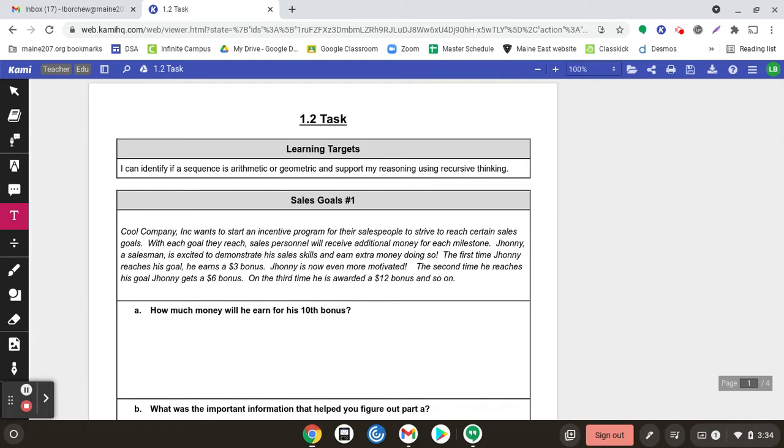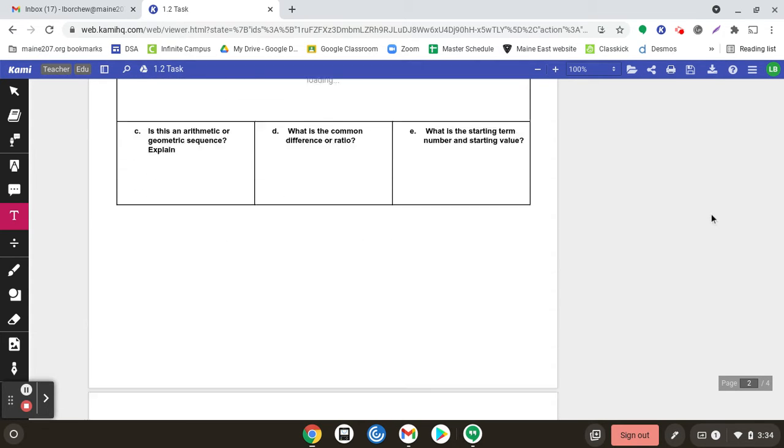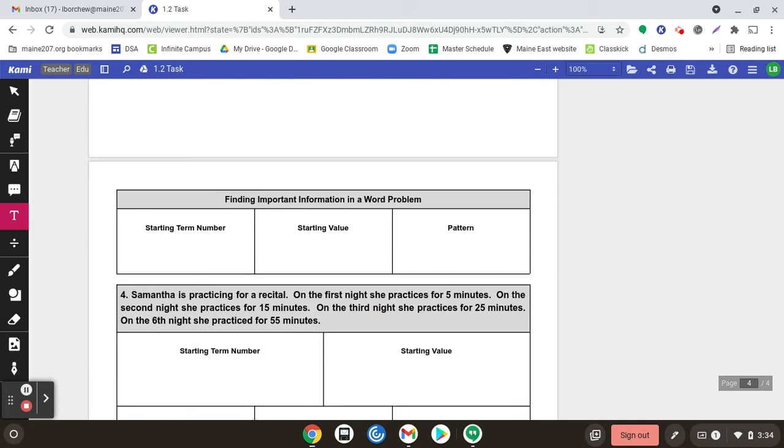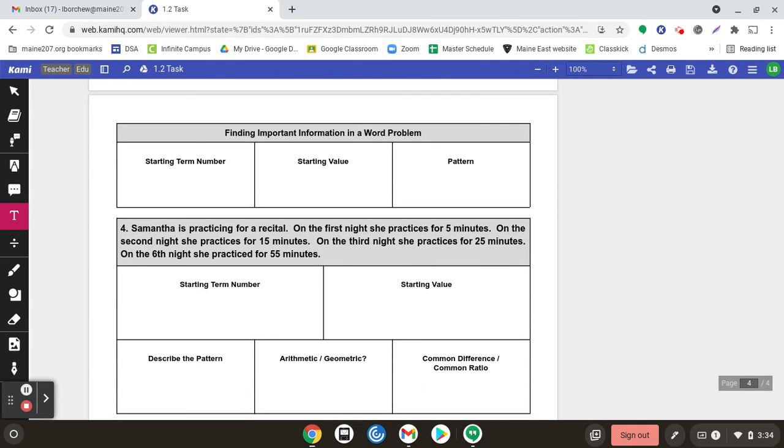Welcome to task 1.2. We are actually not going to do pages 9, 10, or 11. We are going to start on page 12 in your packet where it says finding important information in a word problem, and we're going to fill in what the starting term number is. And we're going to use a question. The starting term number answers the question, when does the scenario start? So once we read our word problem below number 4, we'll go back and we'll ask that question to ourselves.